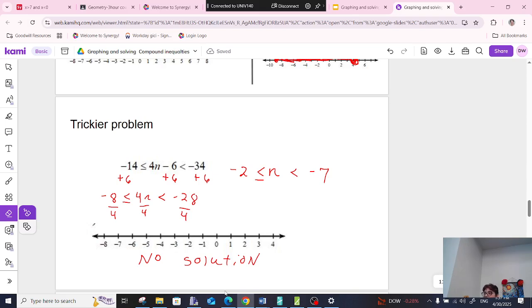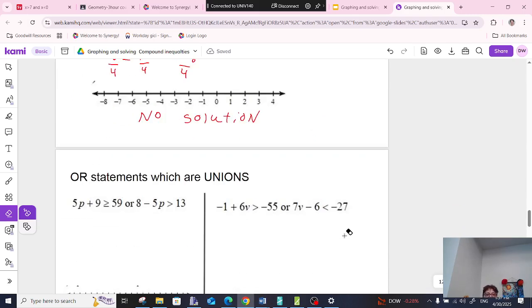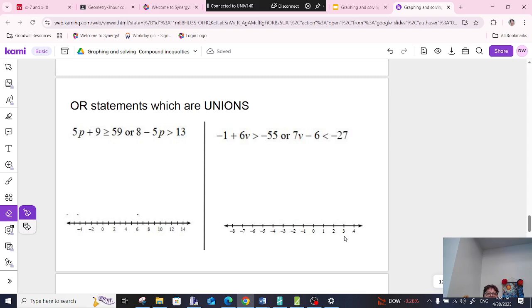Only for graphing, you really want to try and keep your variable on the left side. It's just for graphing. For solving equations, it doesn't matter. I usually just try and keep my variables positive. Okay, so ors are unions, right?